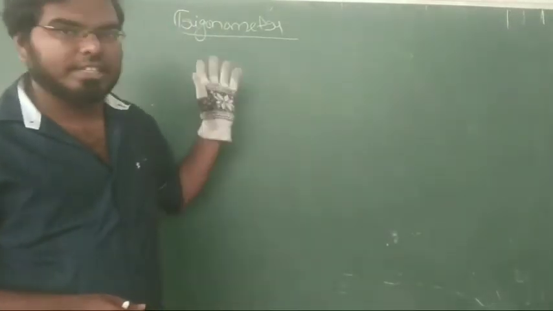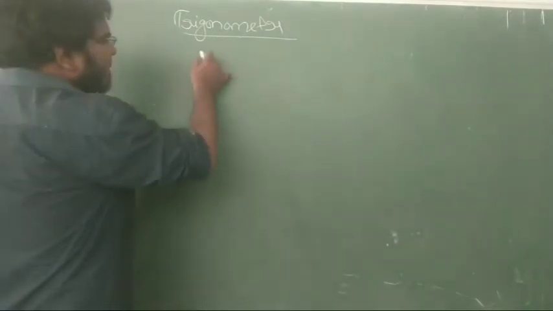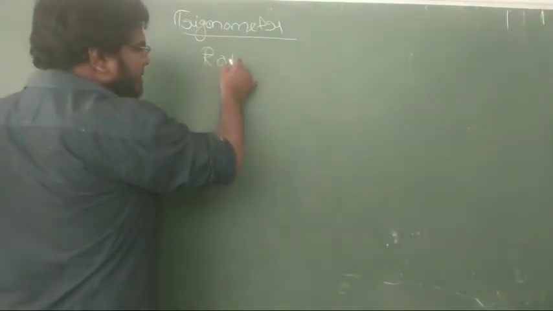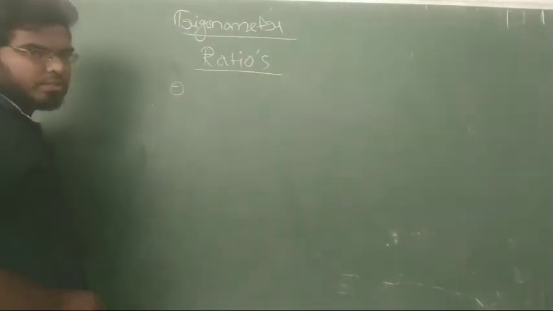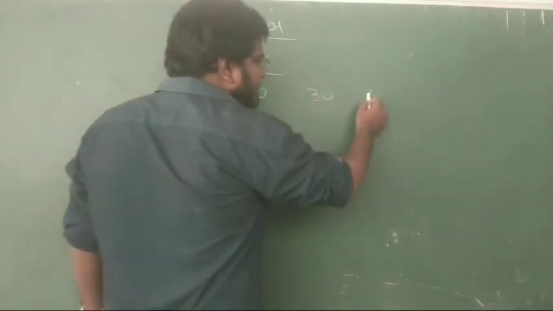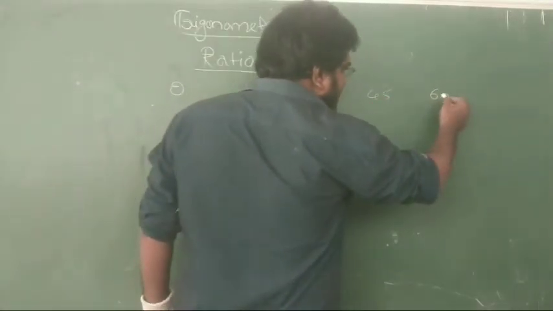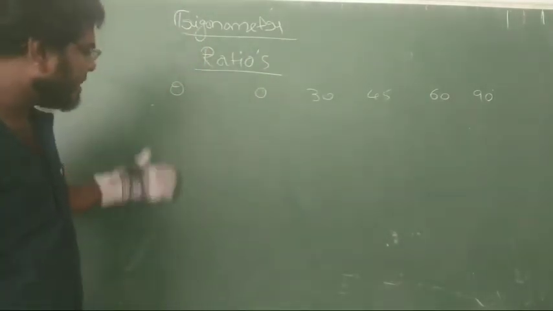Today we are going to discuss trigonometry part 4. Okay, first revise the ratios table. Yesterday's topic, just revision. Okay? First write the theta values. Theta means an angle. Angle 0 degrees, 30 degrees, 45 degrees, 60 degrees, and the next 90 degrees. Okay? Next write the ratios.